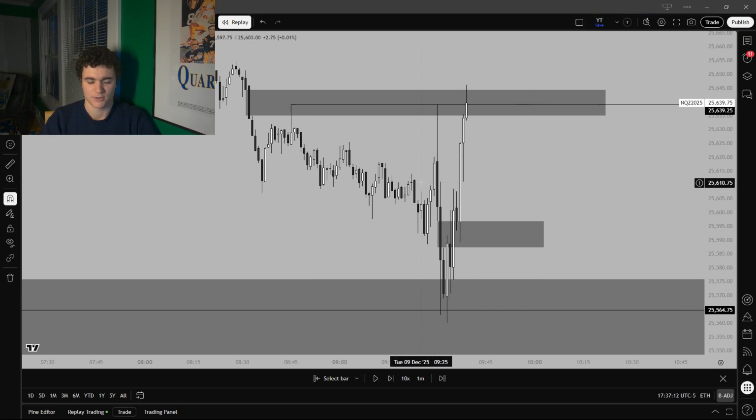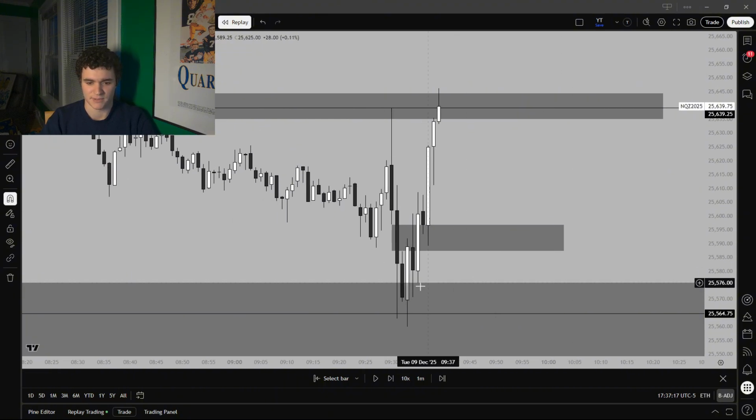Because what happens? We sweep liquidity, we tap into a higher time frame gap, we got an inversion with momentum, right? It's a pretty strong candle to the upside. We comfortably close above this.